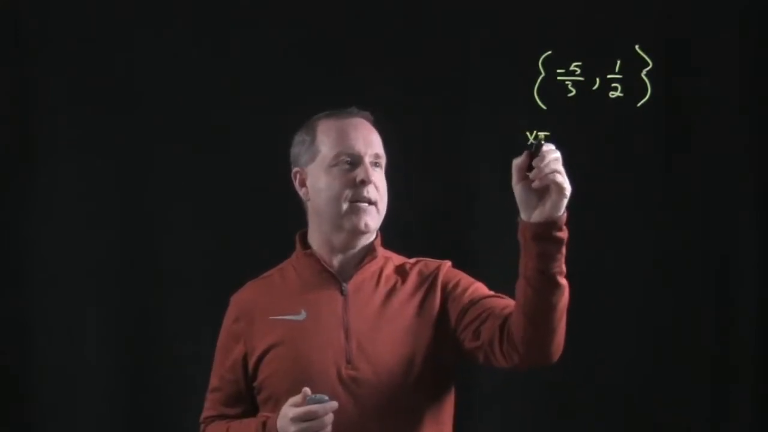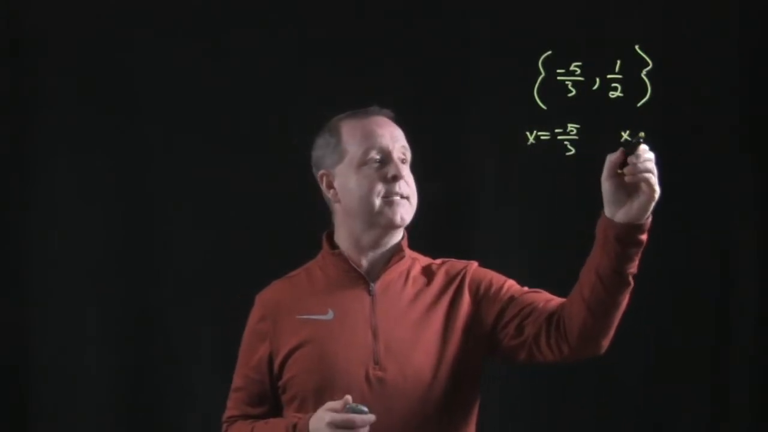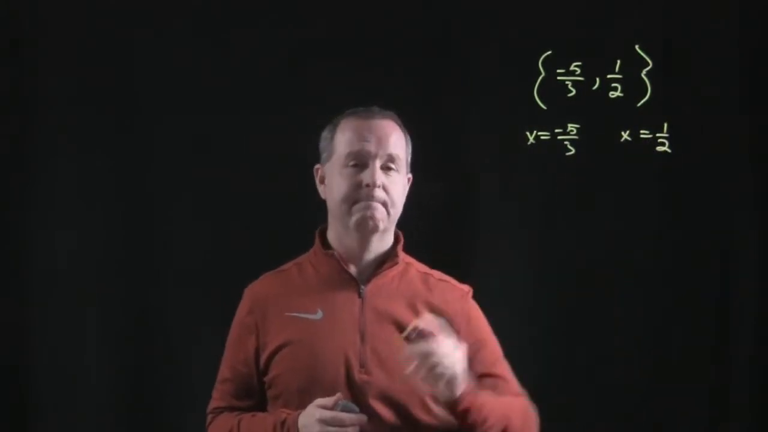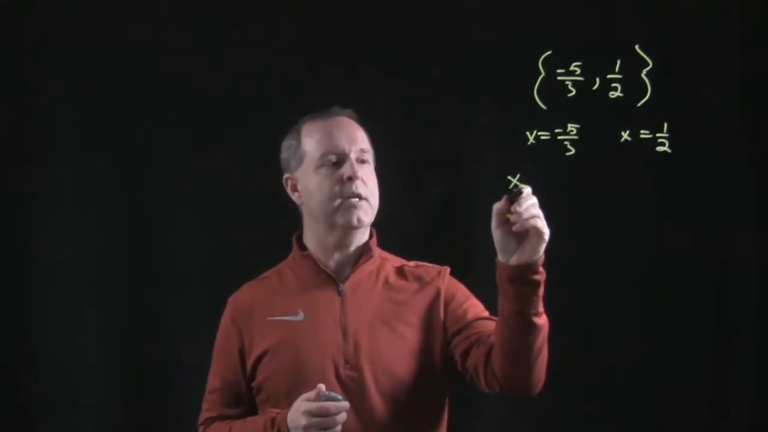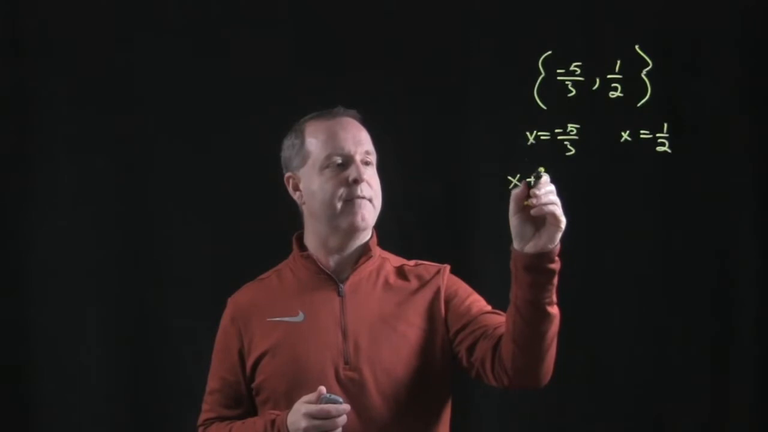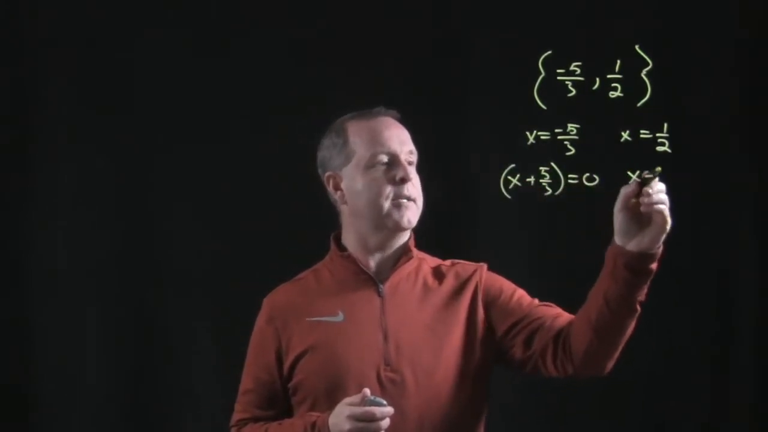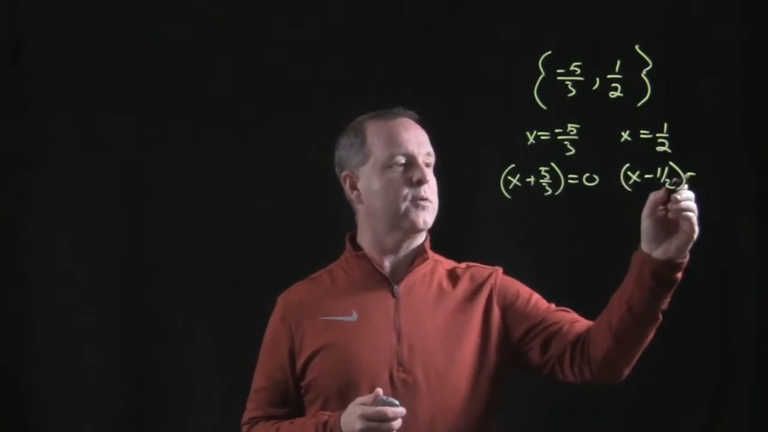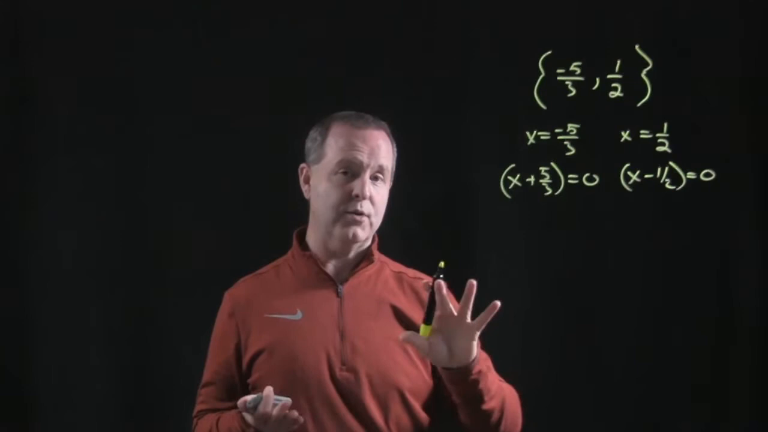That means that x equals minus 5/3 and x equals 1/2. We got those as solutions because we understood that x plus 5/3 equals 0 and x minus 1/2 equals 0. Those were the quadratic's factors.